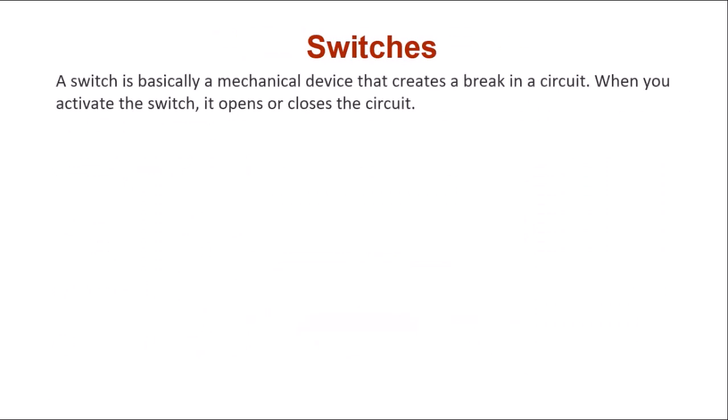Moving ahead, the switch. We have talked about the switch. A diode can be used as a switch, as well as a transistor can be used as a switch. What exactly is the switch? We use all these components in our circuit. A switch is basically a mechanical device that creates a break in a circuit. When you activate the switch, it opens and closes the circuit.